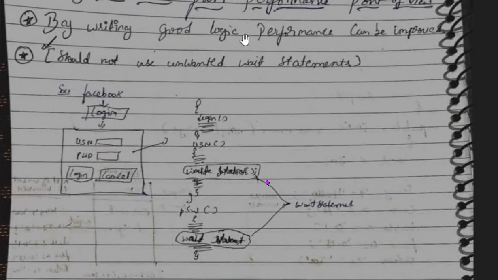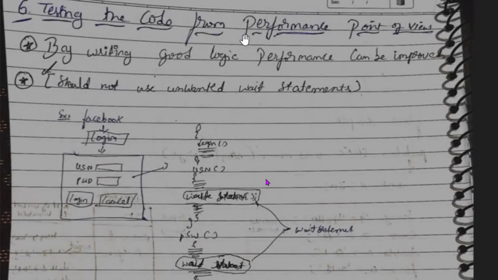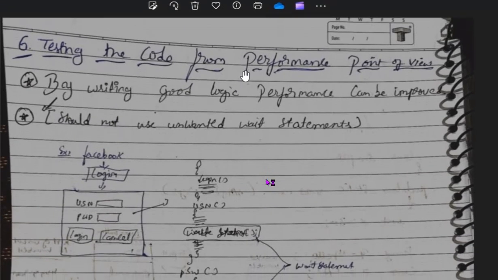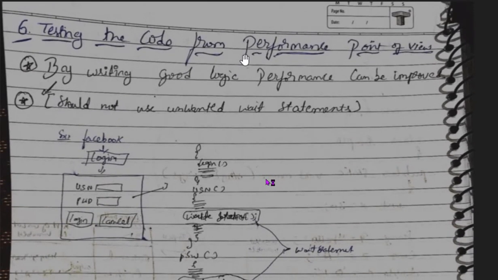Next one is testing the code from the performance point of view. First they concentrate on the memory point. Now the developers are concentrating on the performance point. All this is done by the developers. If the performance is good, then everyone will use it. If the performance is not good, no one will use it, or only some of them will. So for that, they are checking the code from the performance point of view, what the developer has developed.